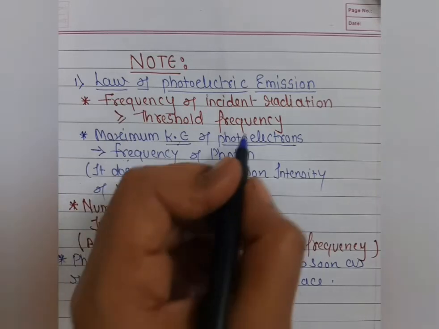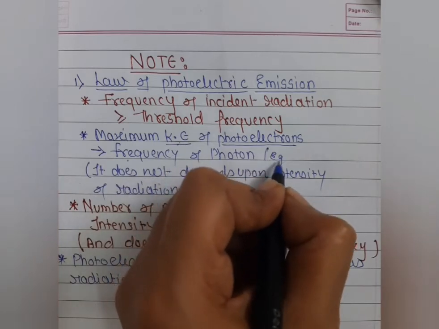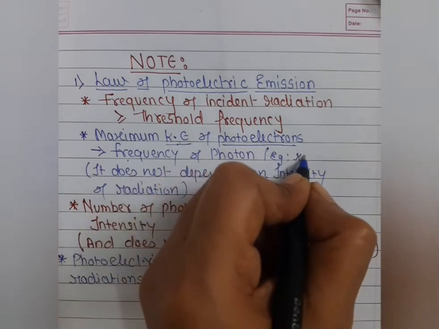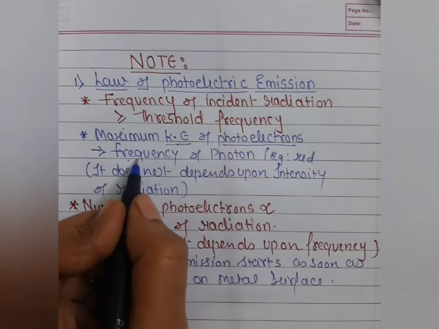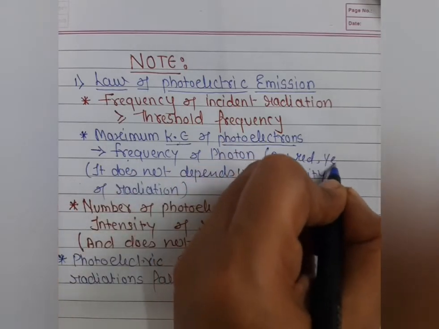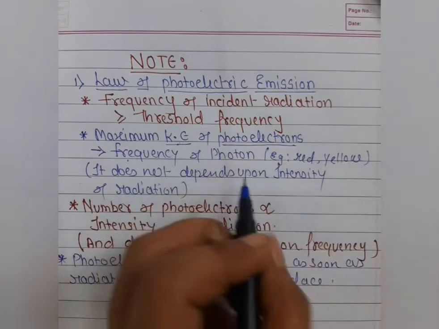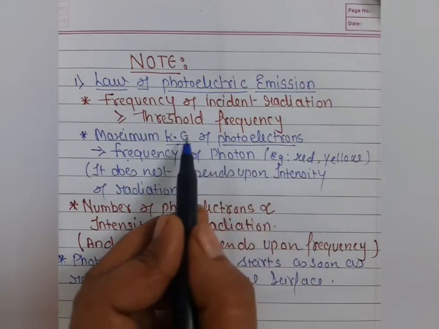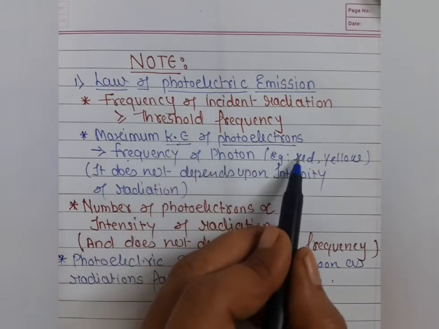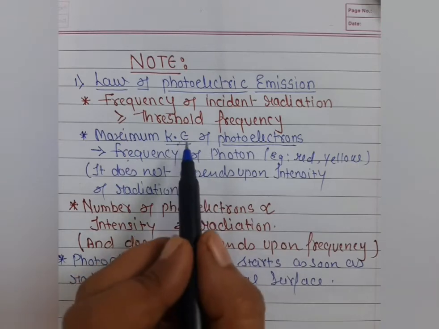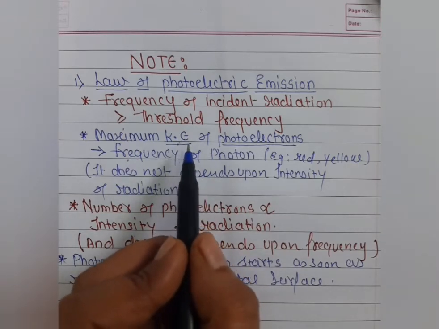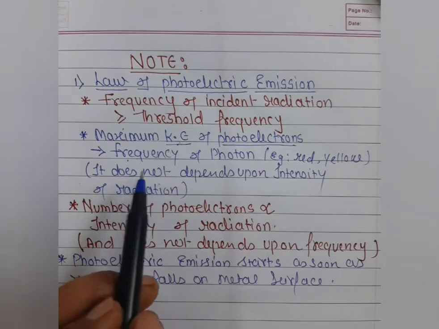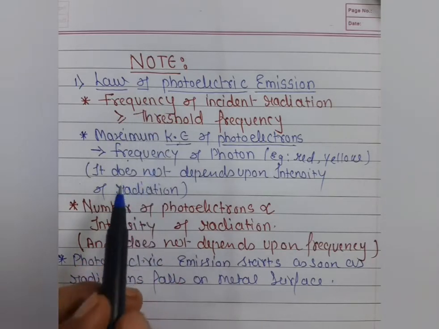If I am taking yellow color or red color, the red color has its own frequency, the yellow color has its own frequency. The frequency of light decides the energy of the electron. The power of light never decides the energy of the electron. Remember this point, because all these points are very important in multiple choice questions.